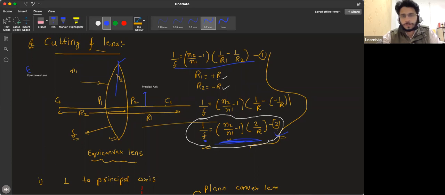Always remember this thing. If you cut a lens perpendicular to the principal axis, then its focal length will get doubled. If you cut a lens parallel to the principal axis, its focal length will get halved. Sir, you said if we cut it parallel, its focal length will remain the same, right? Yes, sorry, the intensity will get halved. But if you cut it perpendicularly, then the focal length will become double.